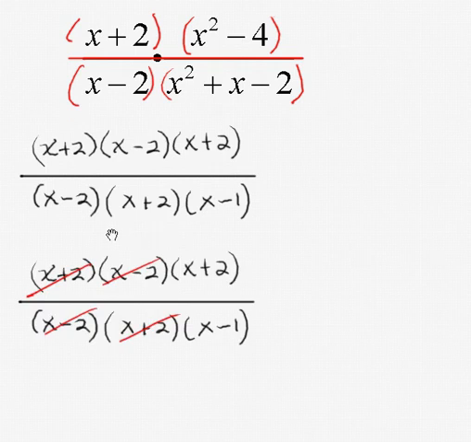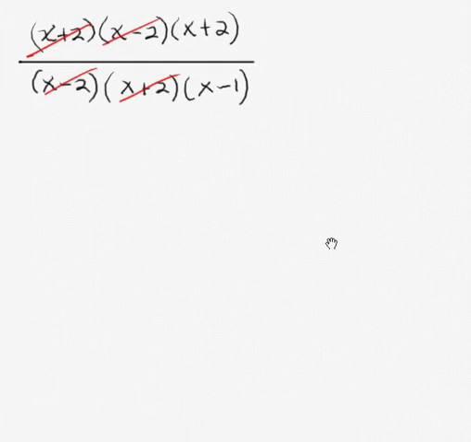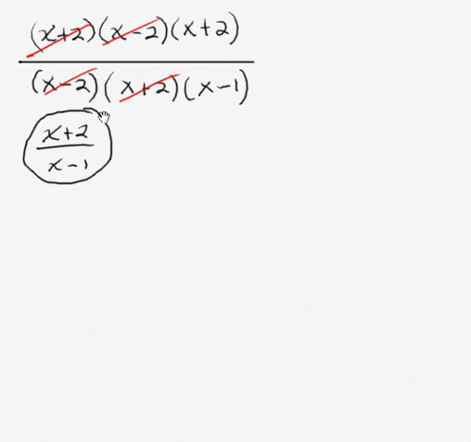Let's look for factors that are the same. There's an x plus 2 in the numerator and denominator, so those entire factors will divide out to 1. There's an x minus 2 in the numerator and denominator that are the same. Those will divide out to 1. And whatever is left, we're going to pick up the survivor, so to speak, for my answer. What's left is x plus 2 over x minus 1.